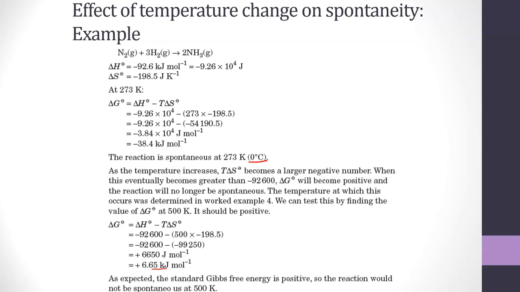So what you want to have a look at is, if you've been asked a question to determine the effective temperature, you're going to calculate the delta G value at the initial temperature, and then calculate the temperature at which this delta G value would become positive.